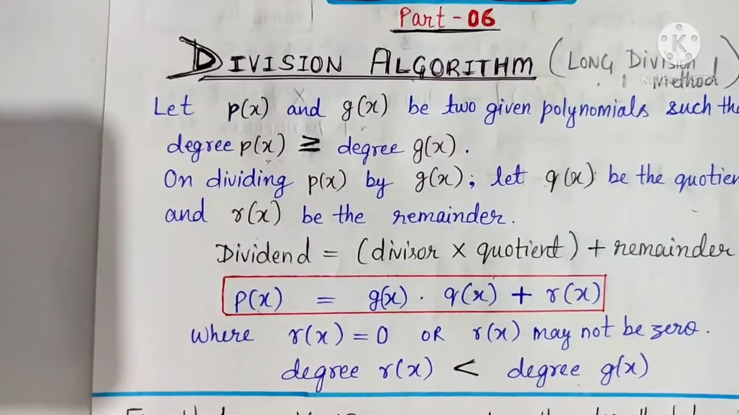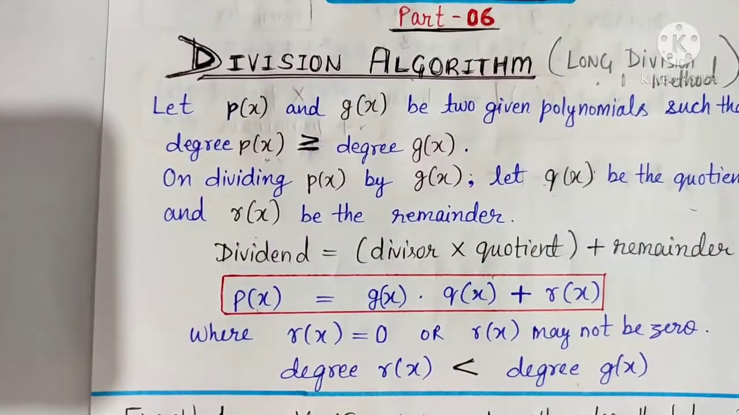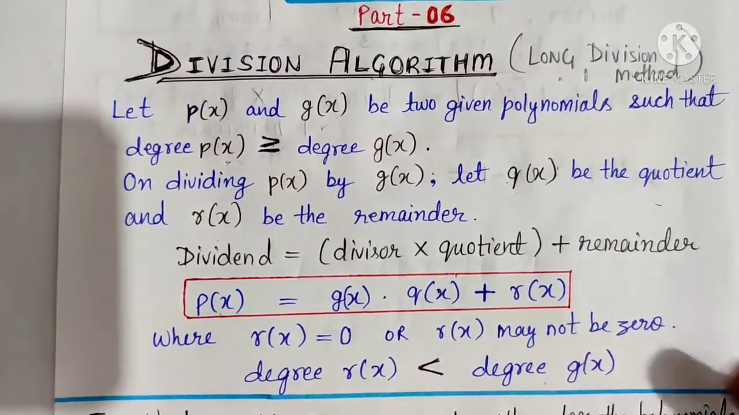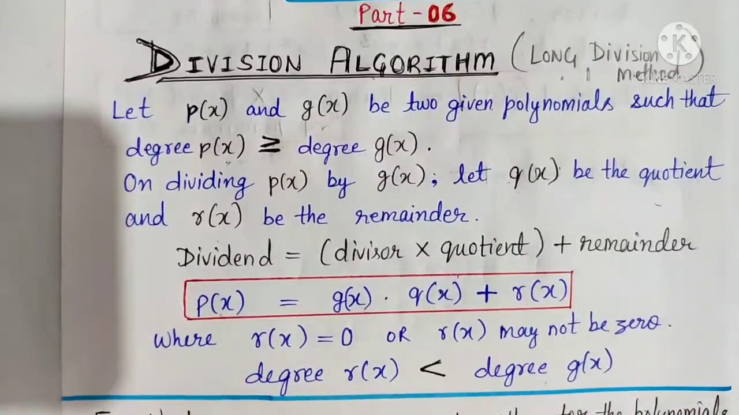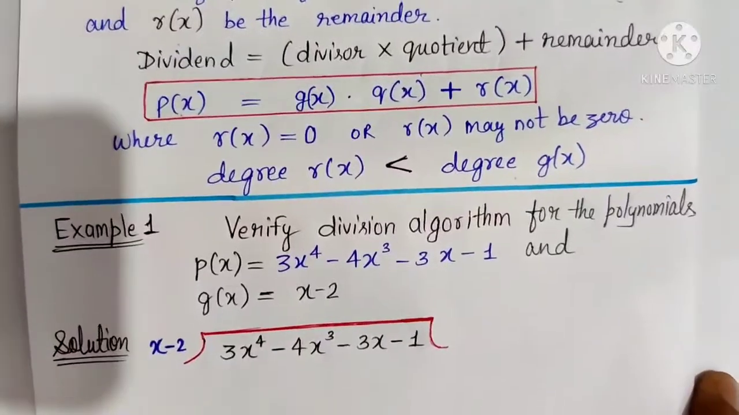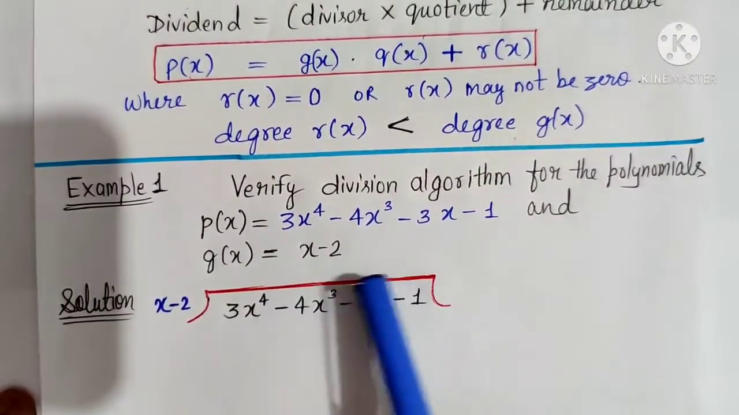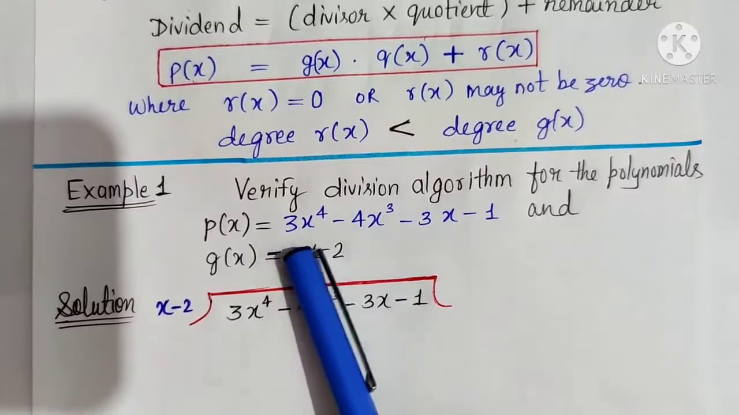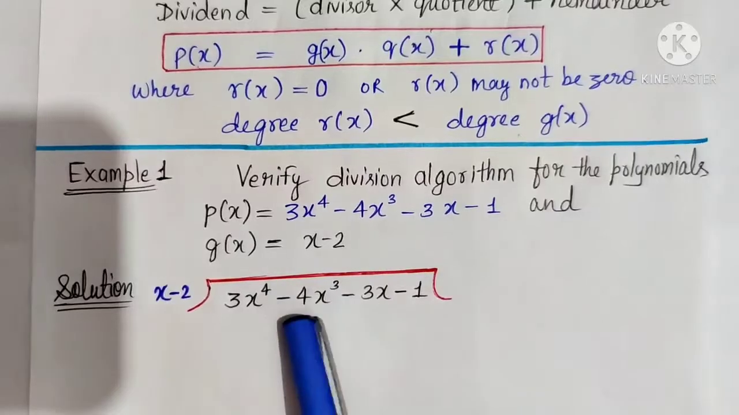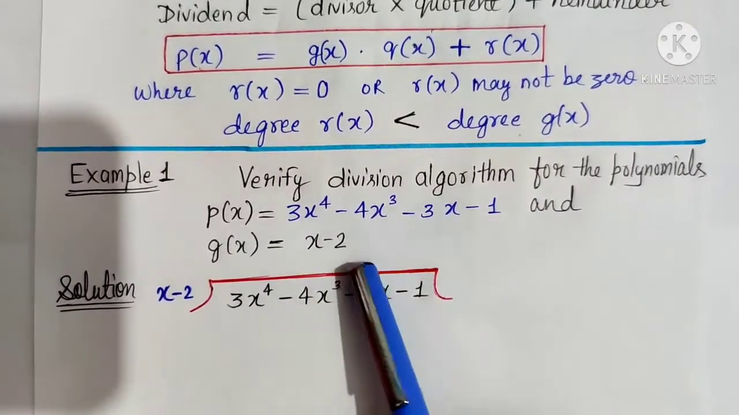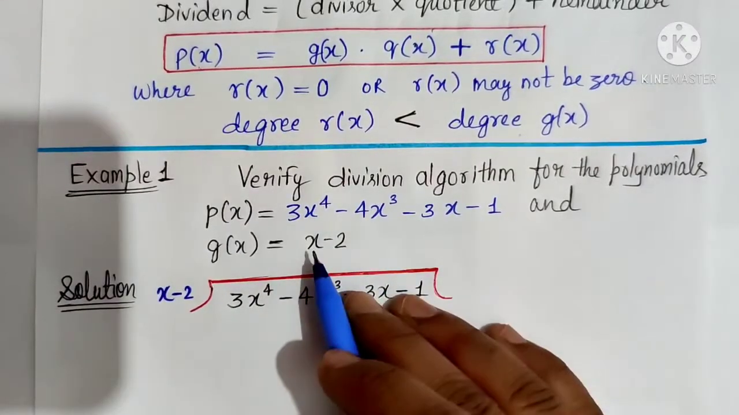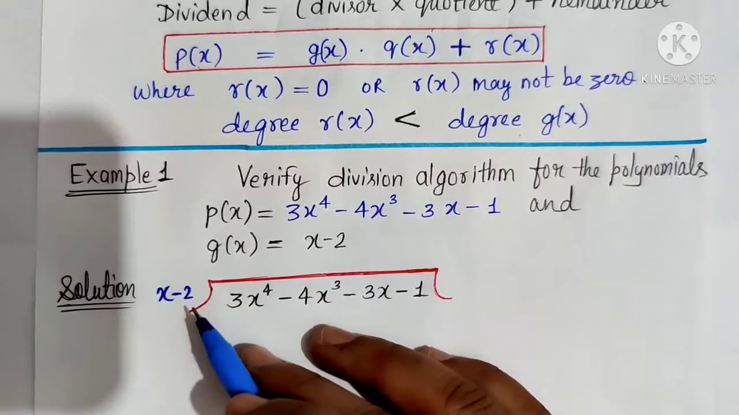Now let's learn all these things with an example, because I know many students have a problem; they say, sir, nothing is clear from this theoretical language. So let's understand with an example. Verify the division algorithm for the following polynomials: p(x) is 3x^4 minus 4x^3 minus 3x minus 1, and g(x), our divisor, is x minus 2. So our dividend we write inside, and the divisor x minus 2 we write outside.